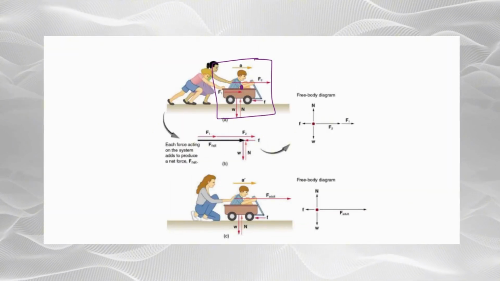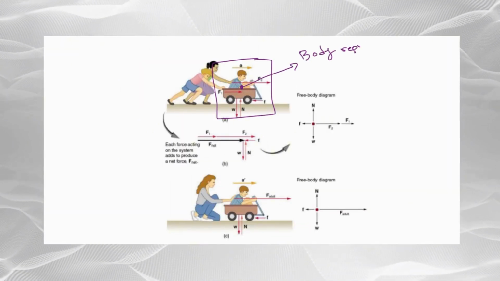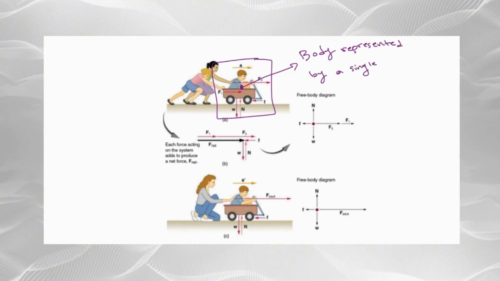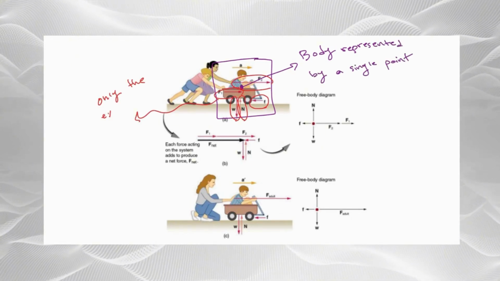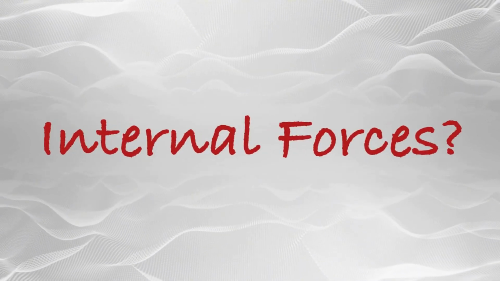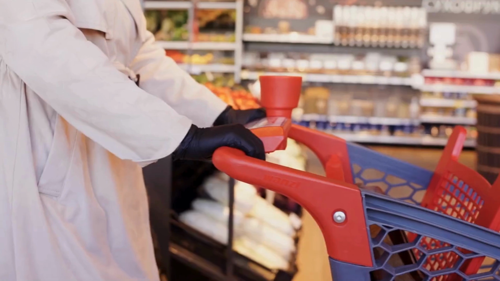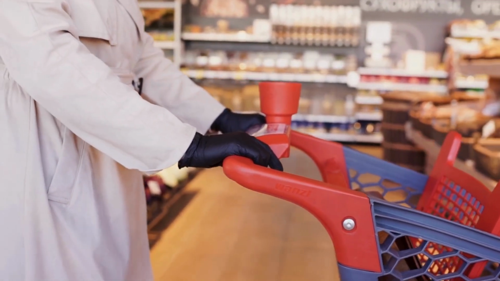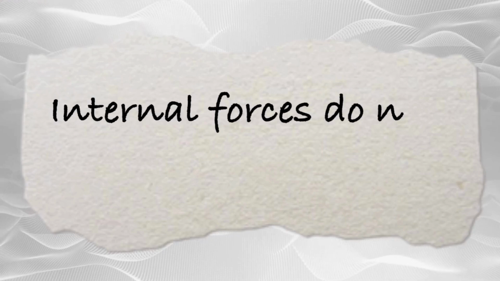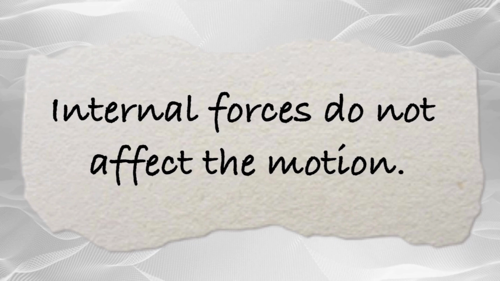The body is represented by a single isolated point or free body, and we only depict those forces that are acting on the body externally. But what about the internal forces? Why not show them in free body diagram? Because we are only interested in the forces that would make the body move. Internal forces do not affect the motion, therefore we ignore them.